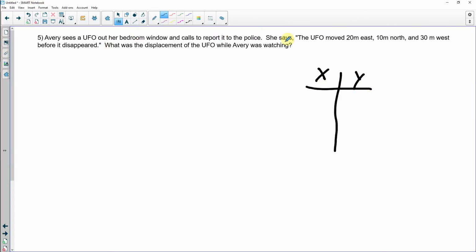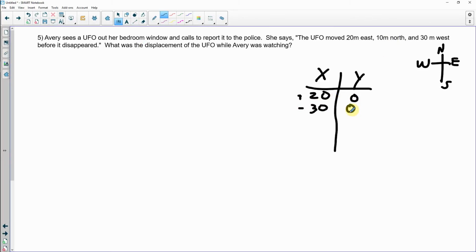So Avery sees the UFO at her bedroom, calls the police. So the UFO moves 20 meters to the east, and if you remember your cardinal directions, never eat soggy waffles: north, east, south, west. So we're going 20 meters to the east. That's going to be positive 20 in the x with nothing in the y. 30 meters west, that's going to be negative 30 meters in the x and nothing in the y.